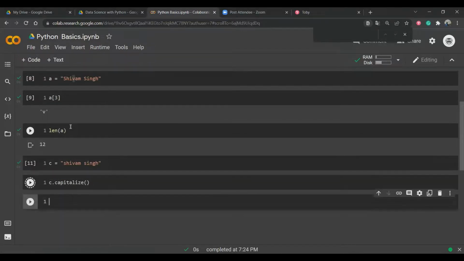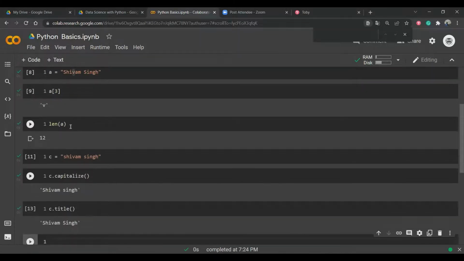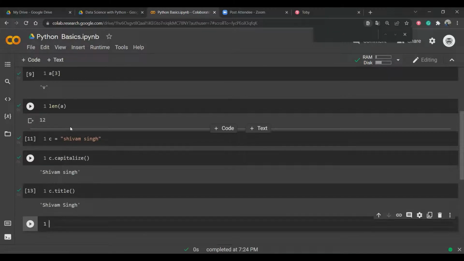And then there is one method called title. Now just try to understand the significance and the difference between these two. In case of capitalize, only the first letter of your statement, or you can say of your word, becomes capital. In case of title, the first letter of each word becomes capital. This is the difference between capitalize and title.